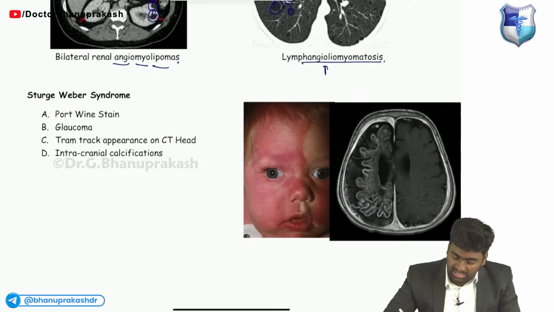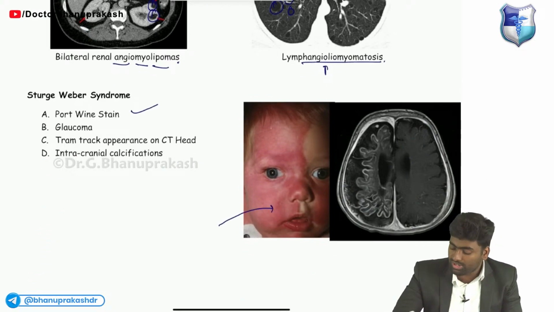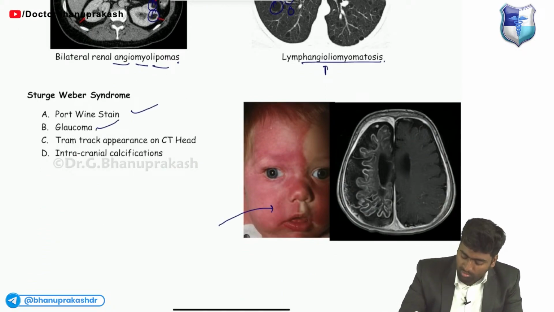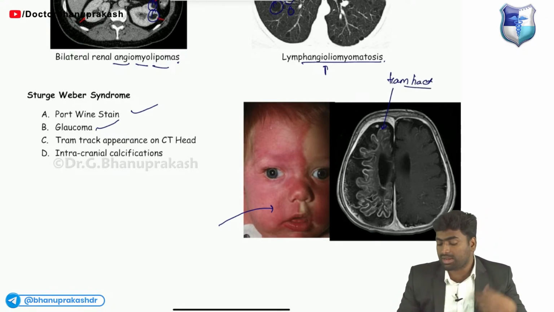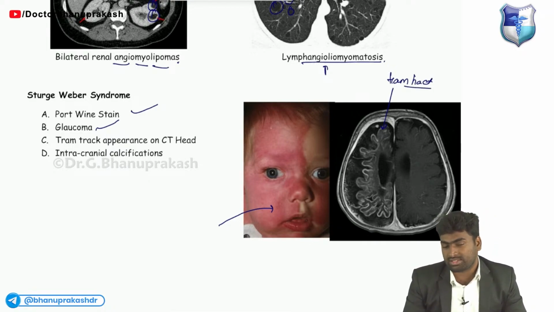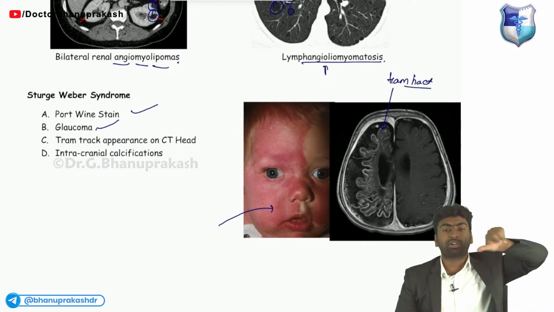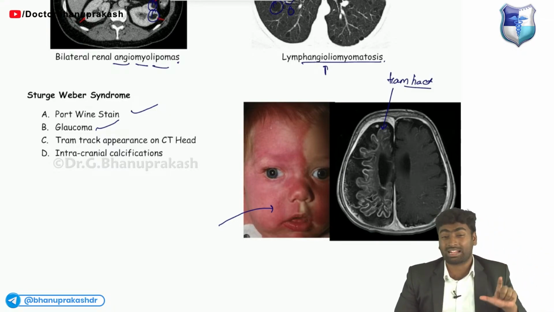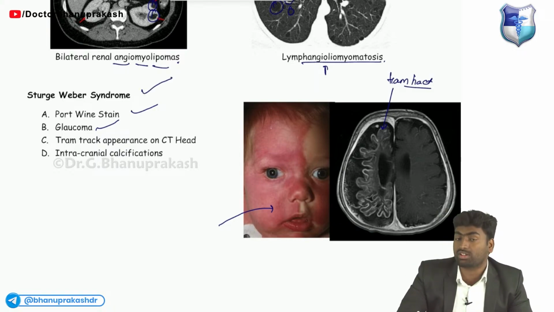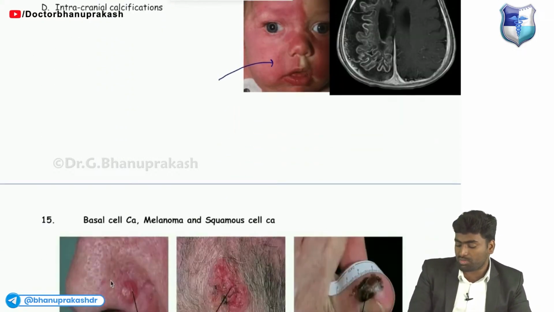Next, if you are able to see this type of Port-Wine stain along with the features of glaucoma, and here you will be able to see this type of tram tract calcification, and tram tract calcification sometimes associated with intracranial calcifications. So Port-Wine stain, glaucoma, and tram tract calcifications, all of them will be seen in a case of Sturge-Weber syndrome. Okay.